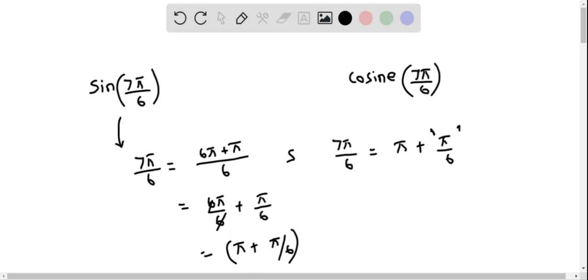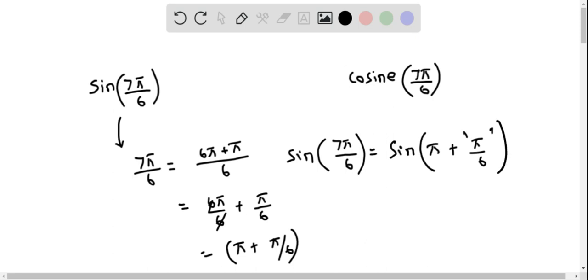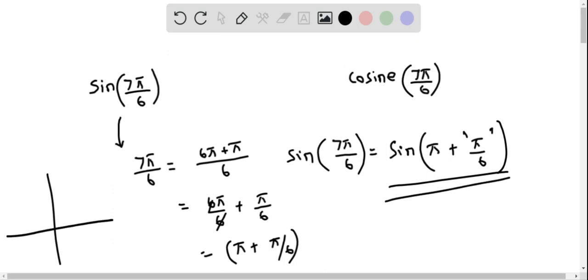So therefore we can take sine on both sides. So this becomes sine of 7 pi over 6, and this will also become sine of pi plus pi over 6. Now to determine the value of this, we have to utilize the quadrant concept. So let me put the quadrant here. This pi plus this will lie in quadrant 3. An angle which is in the form of pi plus some reference angle will lie in quadrant 3.